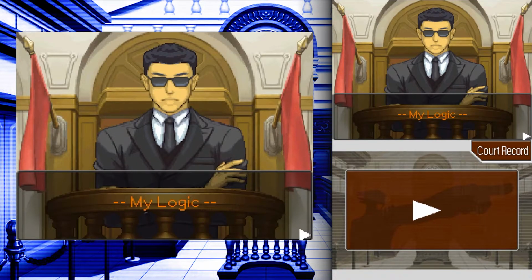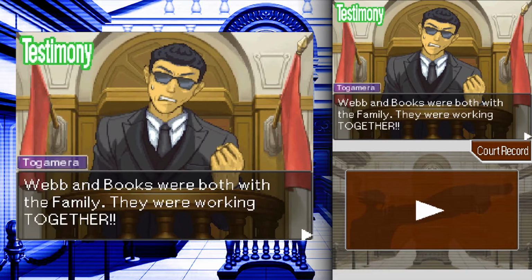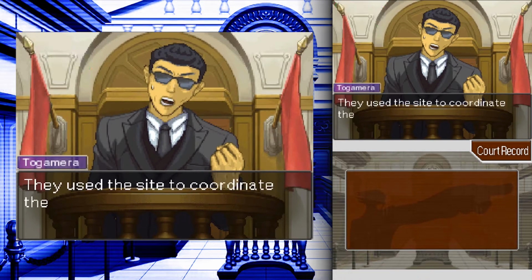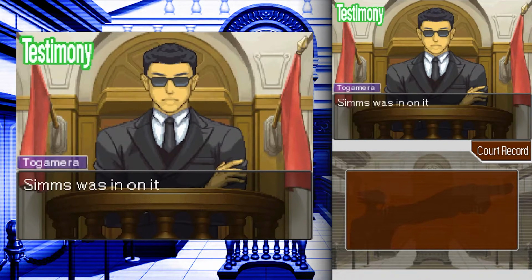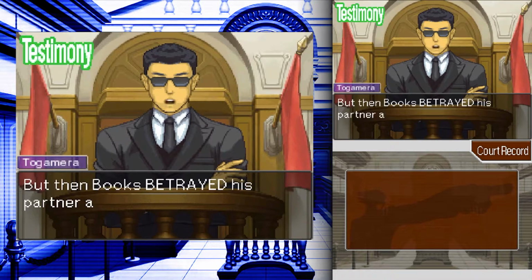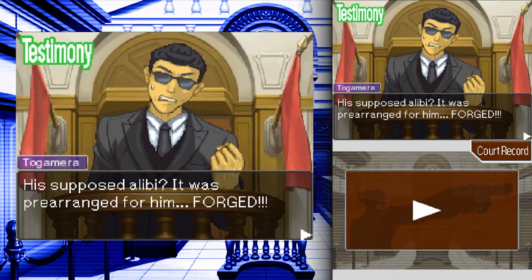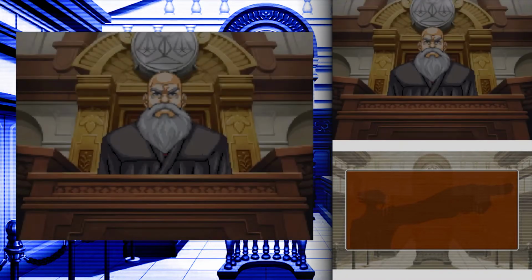My logic, you say. What about Books or both of the family? They're working together. Okay, where's your proof that Books is involved then? They used the site to coordinate their actions. Sims was in on it too. They bullied him into cooperating. But then Books betrayed his partner and killed him. His supposed alibi was prearranged for him. Forged. What?